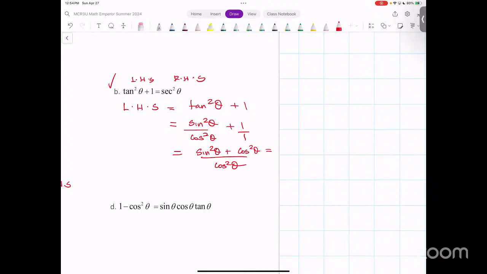So what should I do next? I want to show that it is secant squared of theta. What should I do? Sine squared theta plus cosine squared theta is 1. Correct. We just finished learning the famous trig Pythagorean identity that says I can replace this by 1, isn't it? Did we learn that today? Sine squared of theta plus cos squared of theta is equal to 1. Okay. So what is 1 over cos squared of theta?